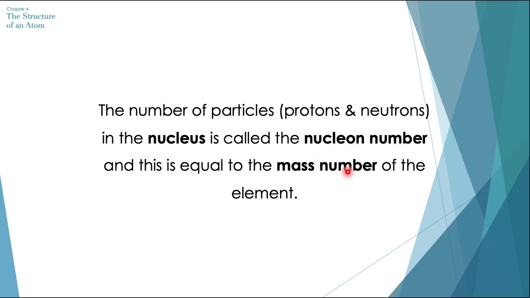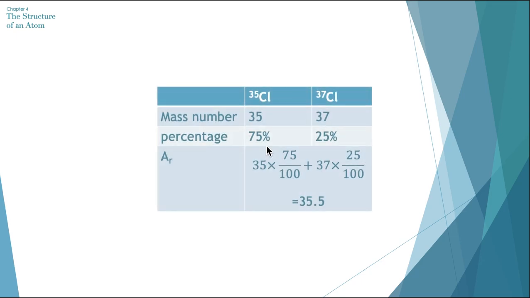Do not confuse the mass number with the atomic mass of an element. The mass number of an element is the number of the protons and neutrons in an atom, whereas the atomic mass is the mass of the entire atom. So the nucleon number is equal to the mass number of the element. This is written in the periodic table where each element has a nucleon number, which is written above, and a proton number, which is written below. The nucleon number, remember, is also the mass number of the element. So this is what we did here to find the atomic mass.